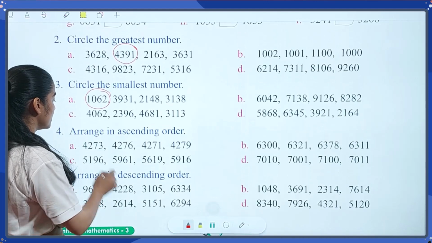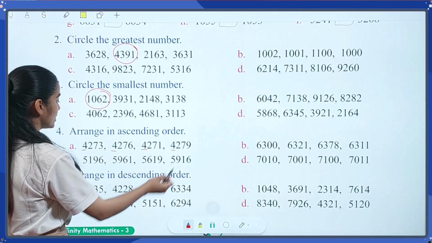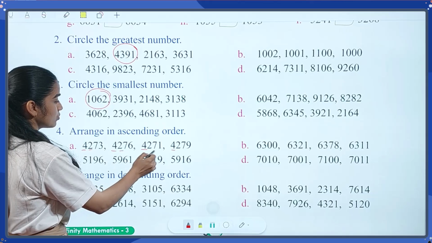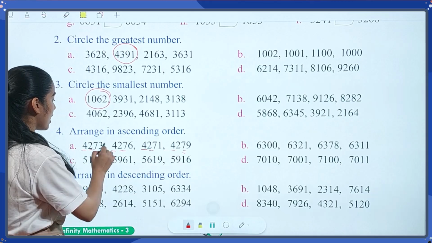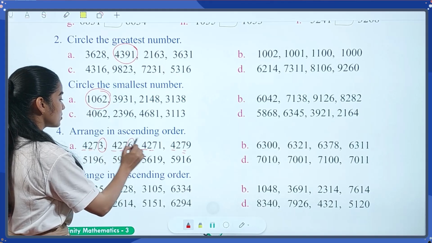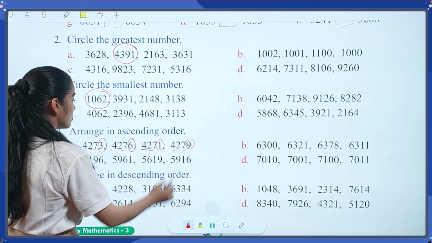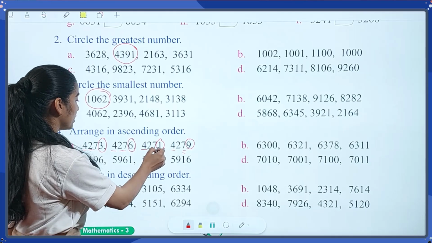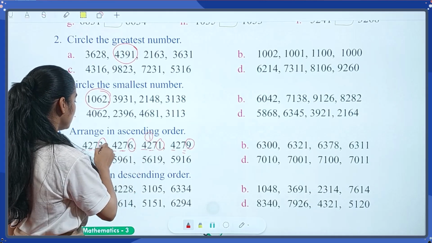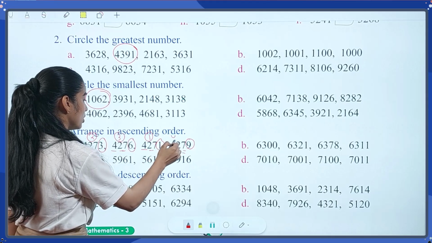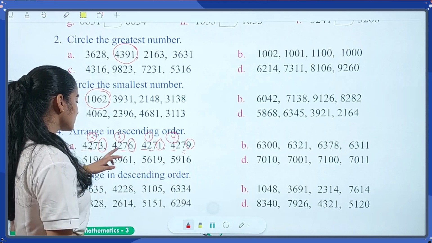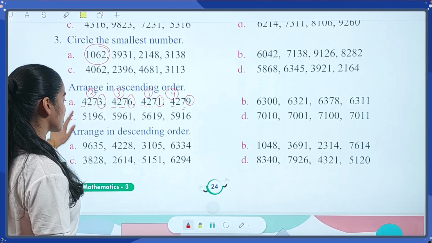Arrange in ascending order. So if you see, 4, 4, 4, 4 is same. Next 2, 2, 2, 2 is same. 7, 7, 7, 7 is same. Now you have to just identify on the basis of the ones place value. So which one is smaller? 1. So this one is 1, then 2, then 3 and then 4. So you have to solve the rest of the parts similarly.